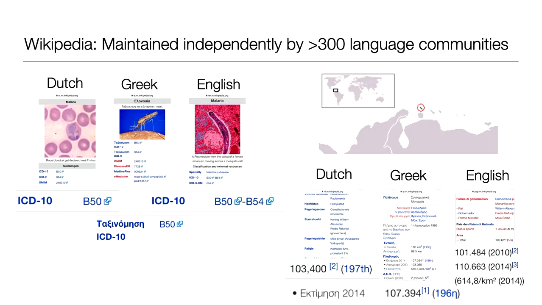The Gene Wiki project only focused on the English Wikipedia, which was an issue because there are now more than 300 language communities in Wikipedia, so there are about 300 Wikipedias out there, and trying to replicate that is a very, very big project at hand.